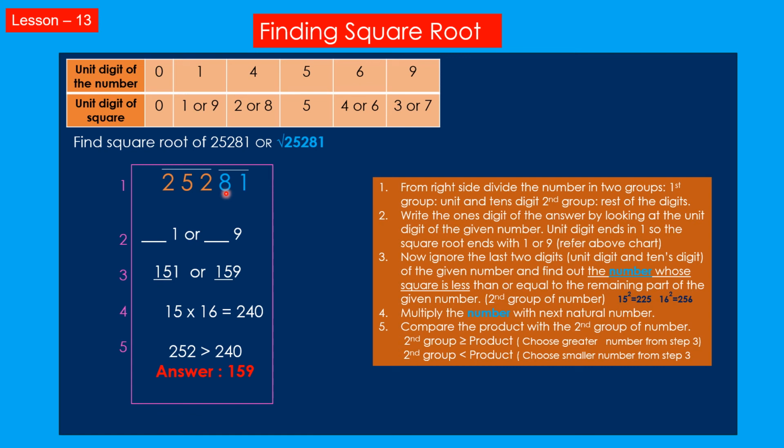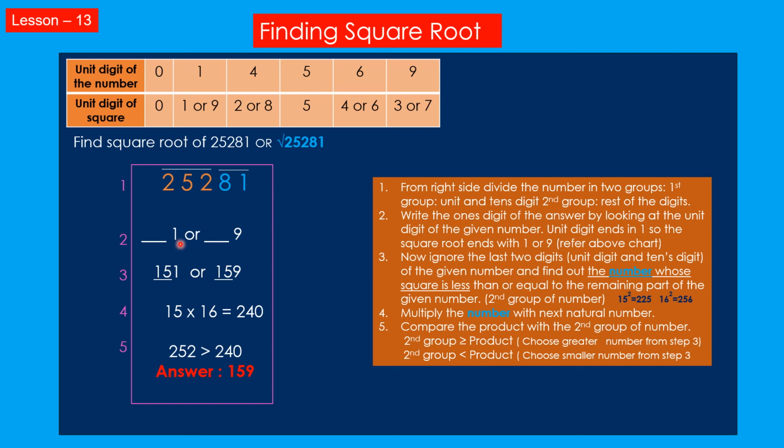Second step, you write the ones digit of your answer by looking at the unit digit of the given number. Here the unit digit is 1. If the number ends with 1, then the unit digit of the square root will be 1 or 9. So that's how we write here 1 or 9. So we found the unit digit of our answer.